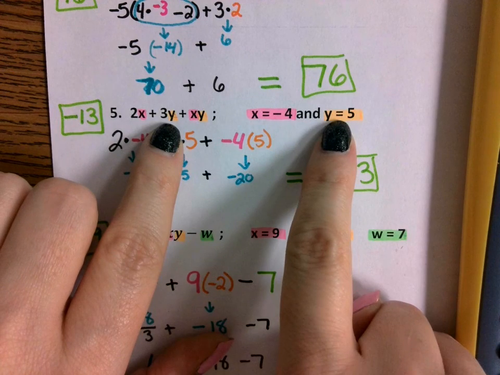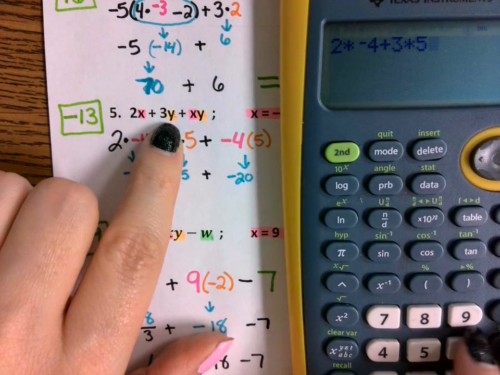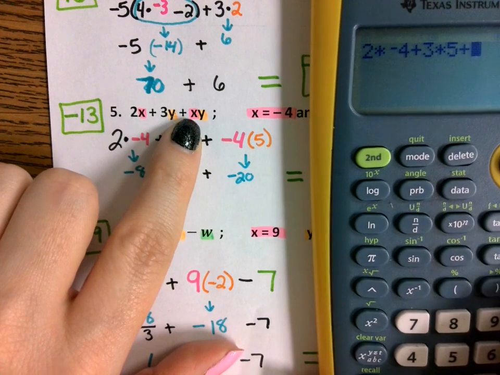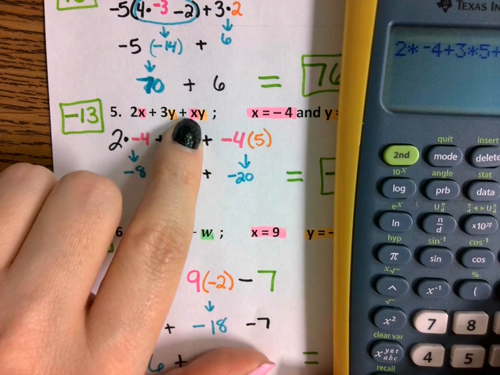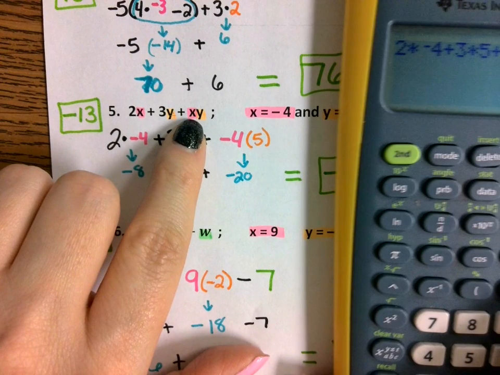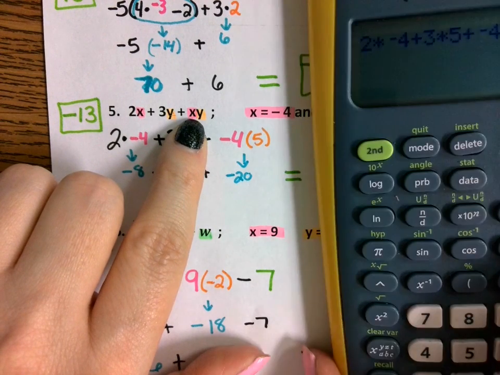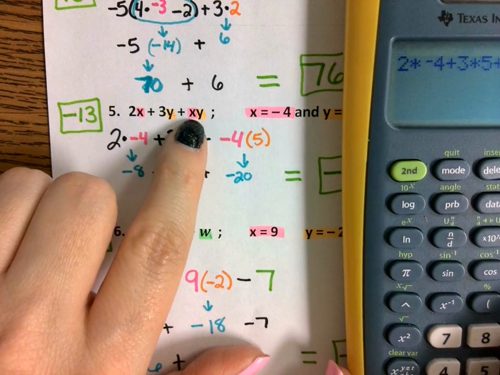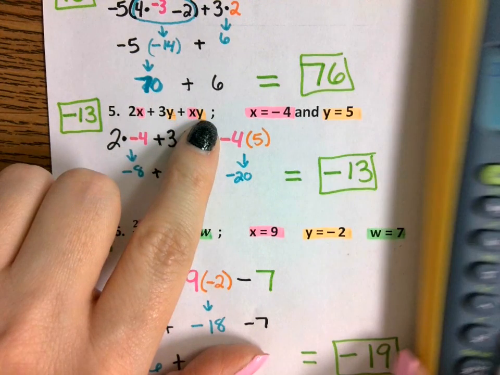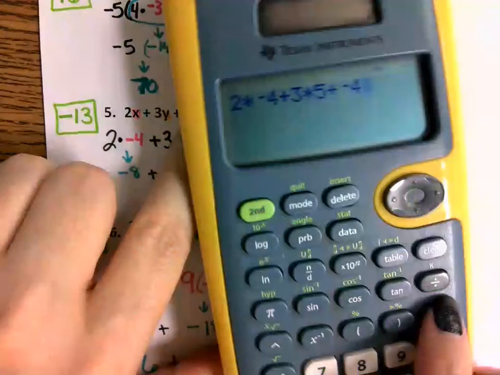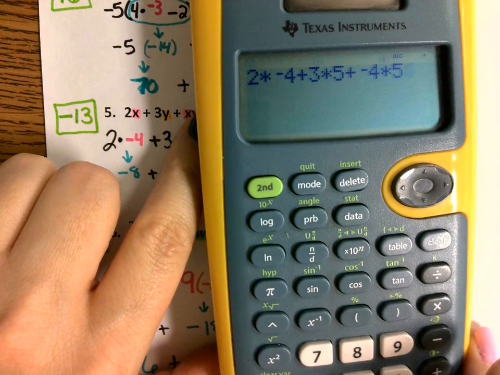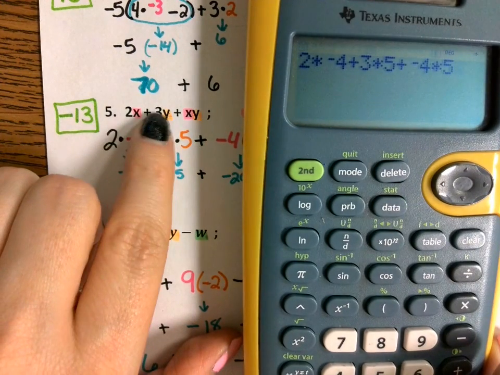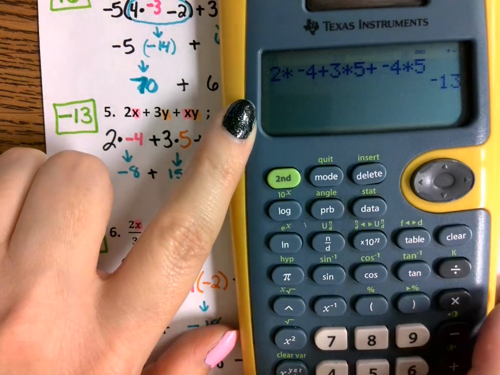Then I'm going to put what? Plus. Then what? Can't put an x, so what am I putting instead of x? -4. I'm going to type -4 in there. And then it says xy, so that means x times y. So it's -4 times 5. Okay. Typed it all in. I'm just going term by term and typing it in and hit enter. There's my answer, -13.